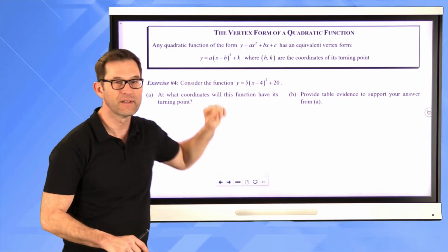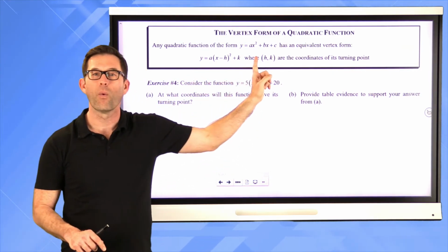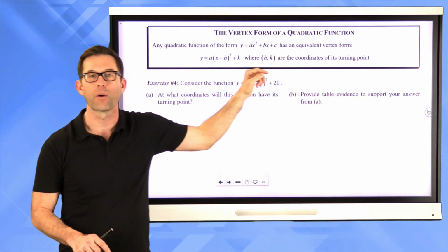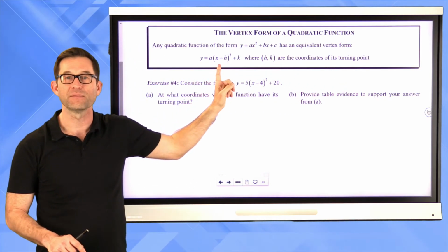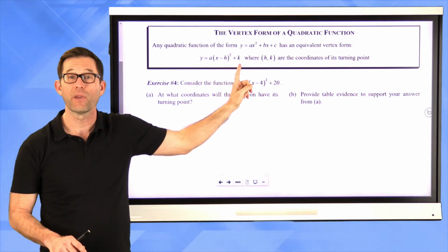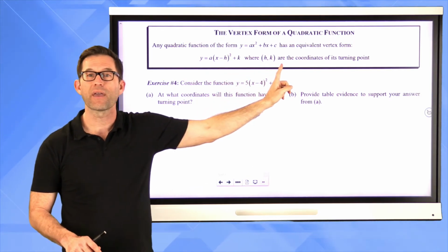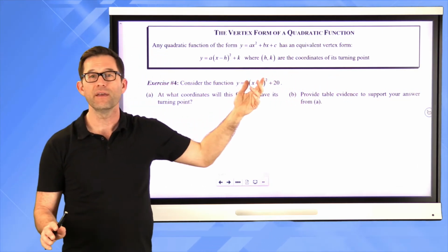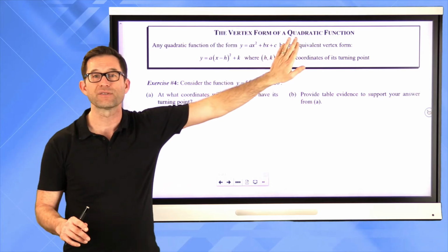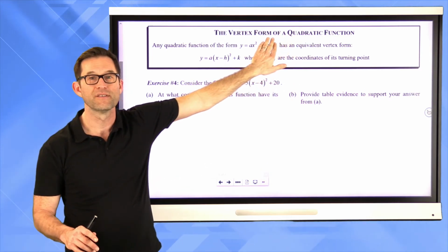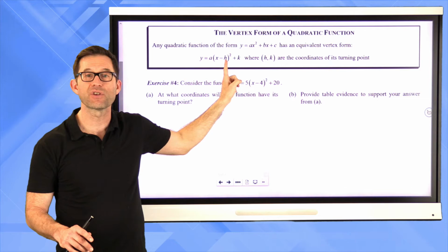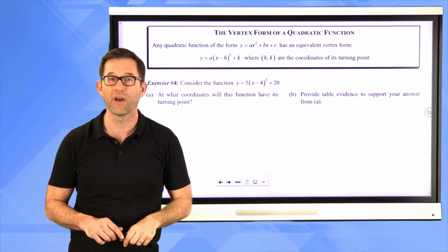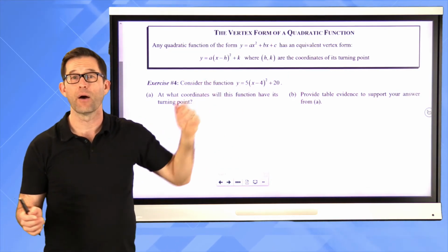So, let's take a look. Any quadratic function y equals ax squared plus bx plus c has an equivalent vertex form, y equals a times (x minus h) squared plus k, where (h, k) are the coordinates of its turning point. And again, it's real simple, right? The idea is, I take y equals ax squared, I shift it h units to the right and k units up. Again, this is assuming h and k are positive numbers, and I've got now my vertex form.